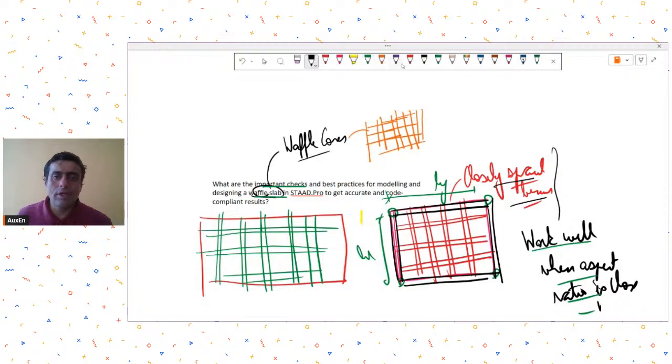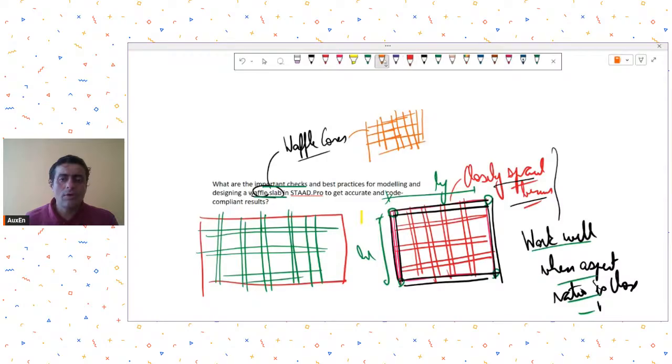If your peripheral beams are not strong, by strong I mean they should be strong and stiff. They should be decent sized. If your peripheral beams are not decent sized and not stiff enough, this waffle system won't work well. Is my voice audible to all of you? The waffle system does not work well if your peripheral beams are not strong. That is the second point.